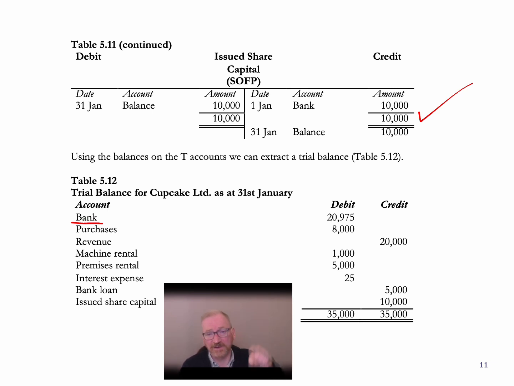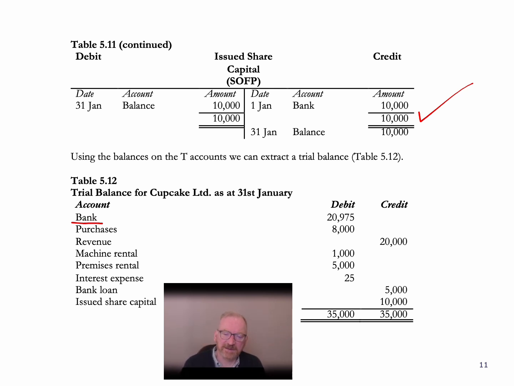We add up both sides. We see which is the bigger side. We subtract the small side from the big side, and the difference we put on the small side. That's the balancing out idea. And then transfer it, draw two lines and two double lines underneath, and transfer it down to the other side.